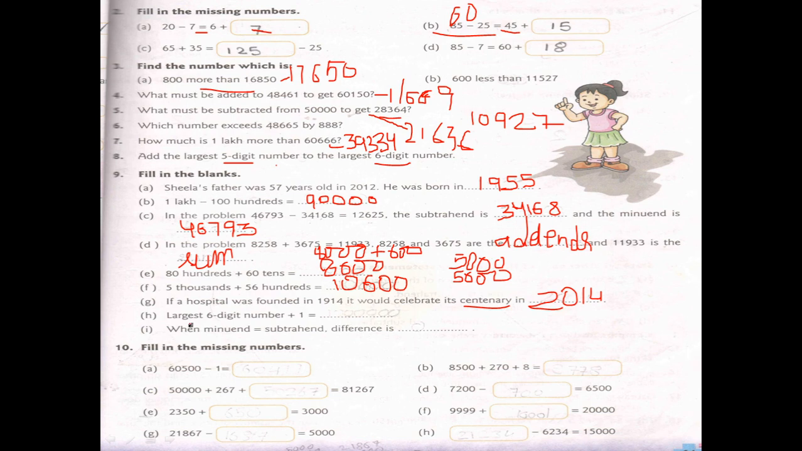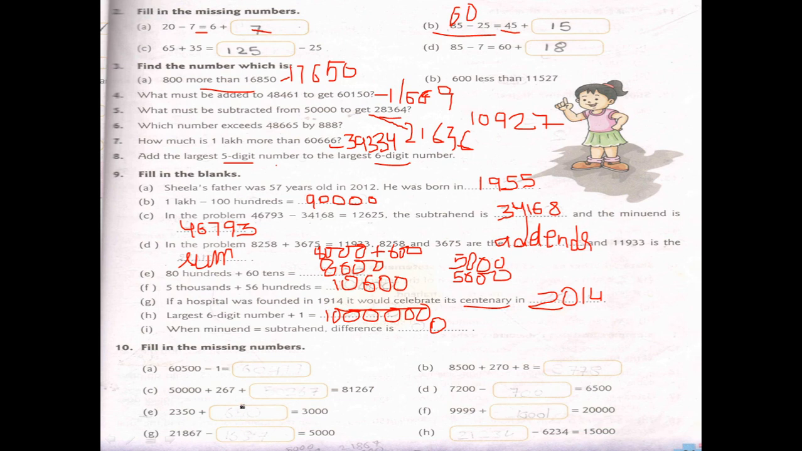H. The largest 6-digit number plus 1, that one is the smallest 7-digit number. So how many zeros? 6 zeros. And for the seventh digit we have 1. I. When minuend is equal to subtrahend, then your difference is always 0. Okay, fill in the blanks.